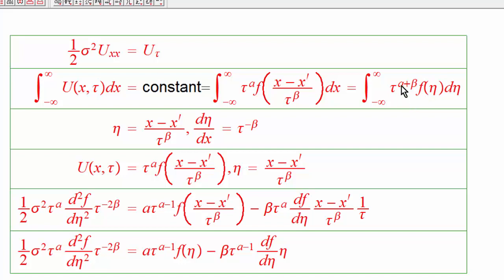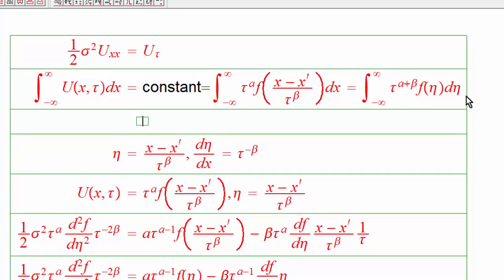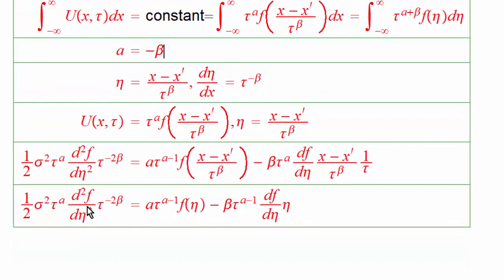The only way to get rid of that tau is to make A equal to minus beta. So that's our conclusion then, that A equals minus beta. That way this will just be tau to the 0, and it doesn't matter what time it is. It cancels out. So everywhere there's an A in here, I can put a minus beta. So let's go all the way down to our ordinary differential equation and see if we can clean up here.